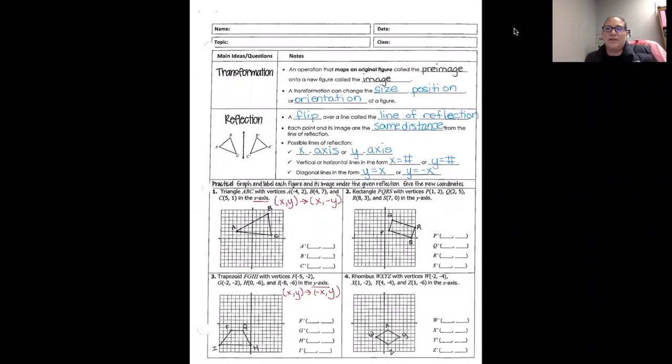Hey guys, today we're going to start a new chapter on transformations, and our first transformation is going to be the reflection. As you can see, I've already filled in some information for you. Go ahead and take a moment and pause your screen to fill those in.